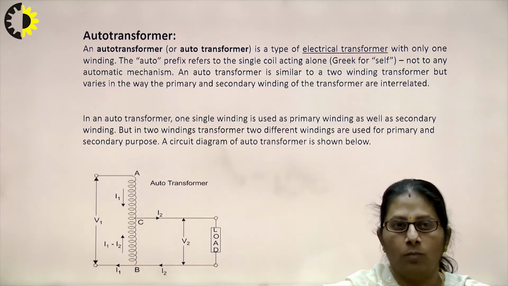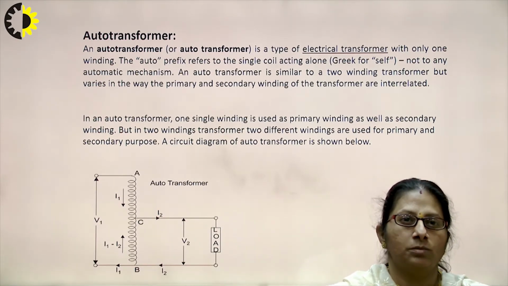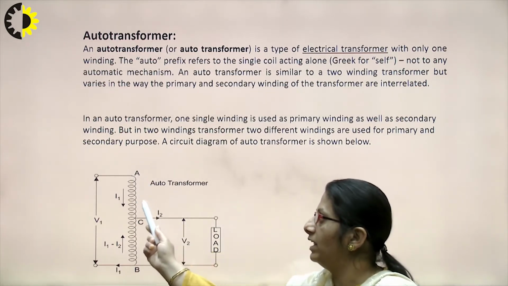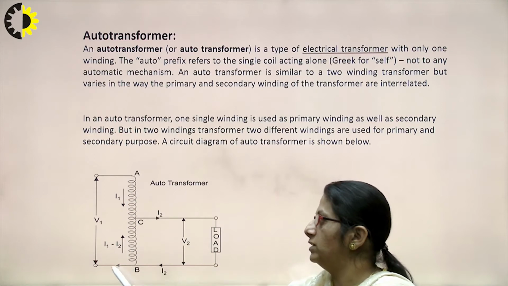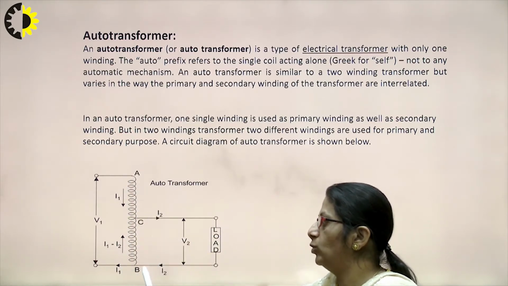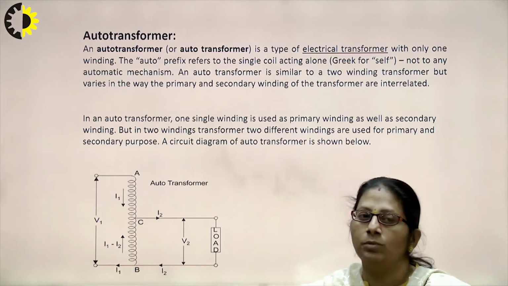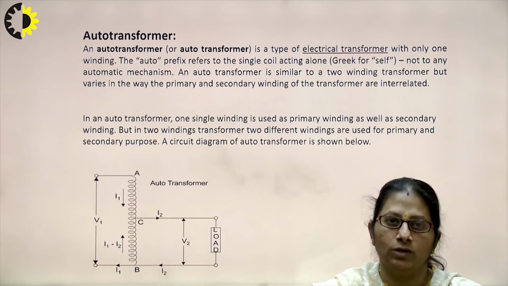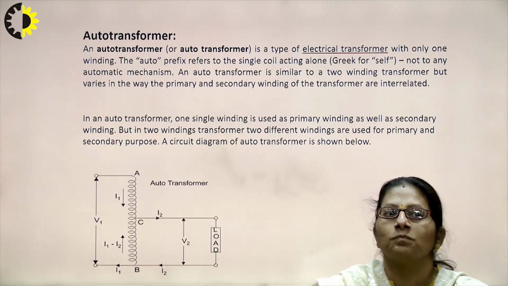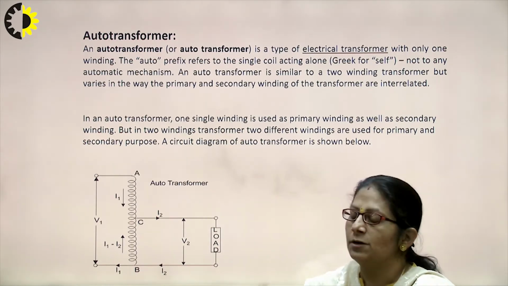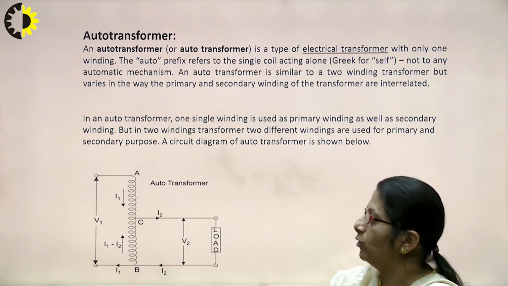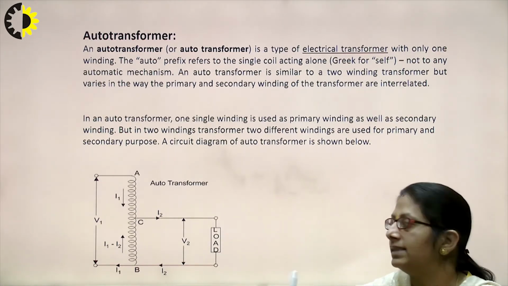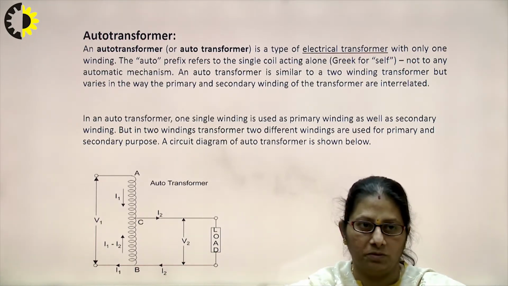Now in an auto transformer, one single winding is used as the primary winding as well as the secondary winding. It can be seen in the figure, the same winding, a portion of it is working as primary and a small portion of it, BC, is serving as secondary. But in the 2-winding transformer, 2 different windings are used for primary and secondary, right. So this diagram shows an auto transformer. Once again the same function, step up or step down, can be performed, and this is a step down auto transformer, right.